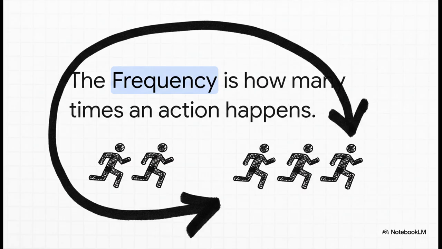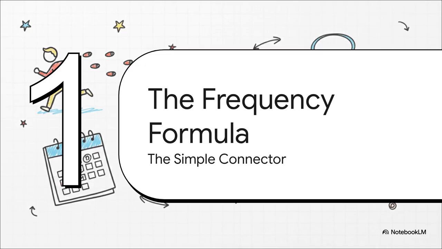And the second piece? Well, that's just counting how many times the action actually happens. We do this with a number plus the counter kai. So once is ikkai, twice is nikai, 3 times is sankai, and you just keep going. Pretty simple, right?